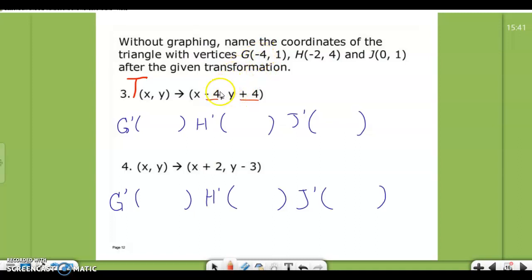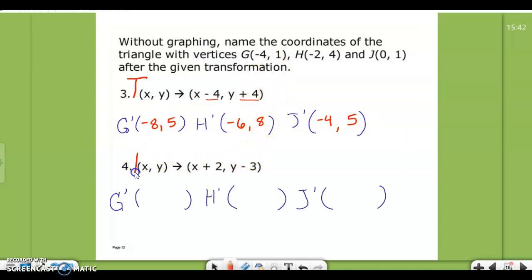So I have a negative 4 minus 4 is a negative 8. A negative 2 minus 4 is a negative 6. 0 minus 4 is a negative 4. Now I'm ready to approach the y's. And with the y's I'm going to add 4. 1 plus 4, 5. 4 plus 4, 8. And 1 plus 4 is 5. And I have my prime coordinates. These are my original, these are my prime.